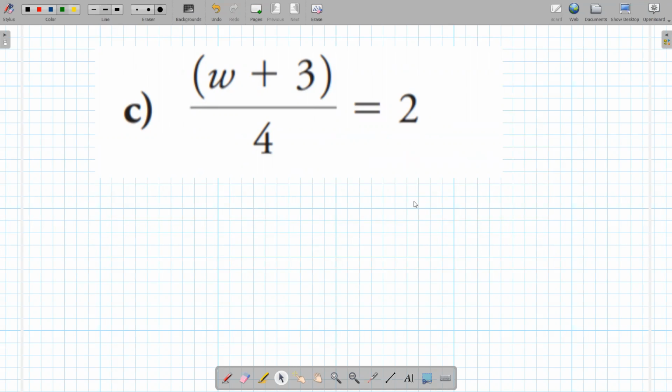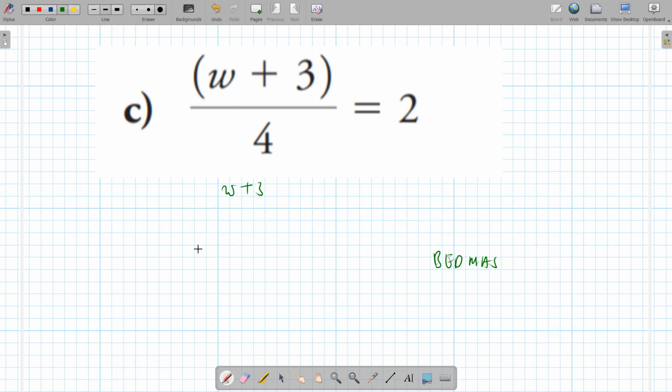So minus 3. No. But why not? Because look at that bracket, right? So you want to leave that for the end. So you do the division first? Yeah.